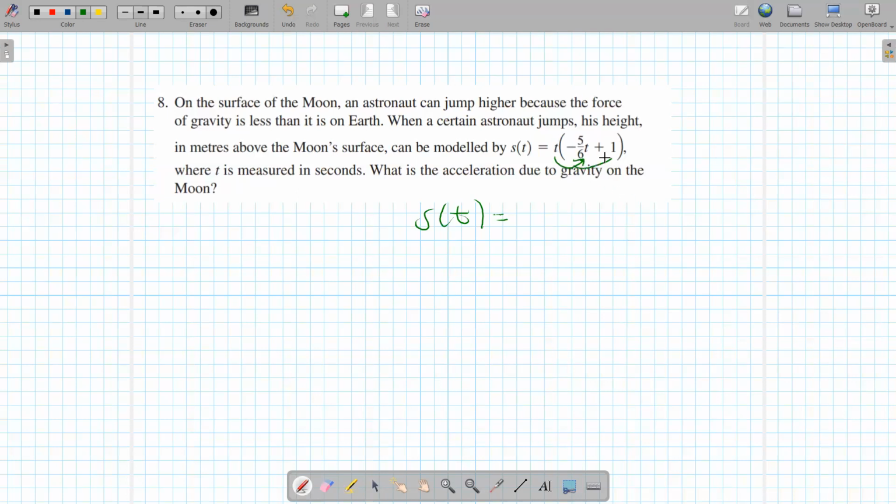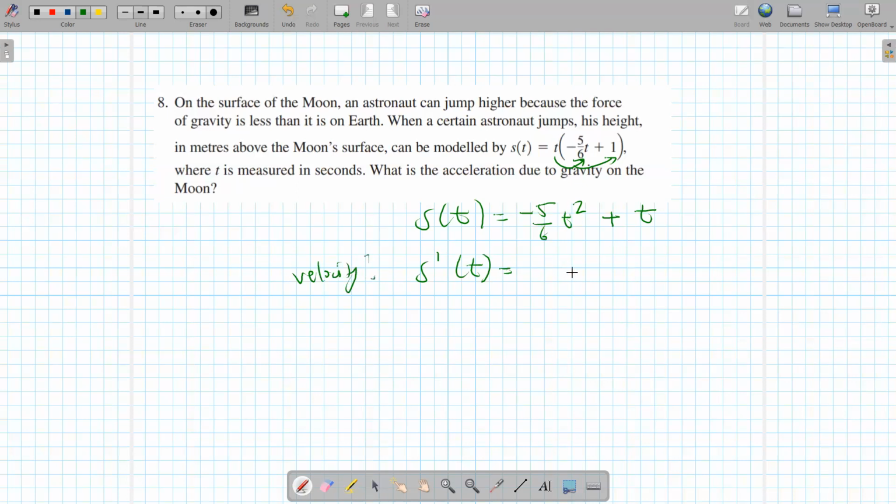You gotta FOIL this, right? Like t goes with negative 5 over 6. You get negative 5 over 6 t squared. And then t is also gonna go with 1. T times 1 is a t. Any issues with the foiling? No. Now let's find the first derivative, which is gonna give us the velocity, right?